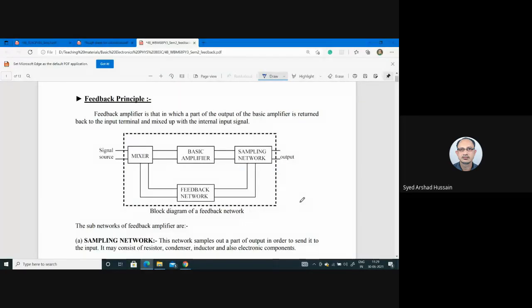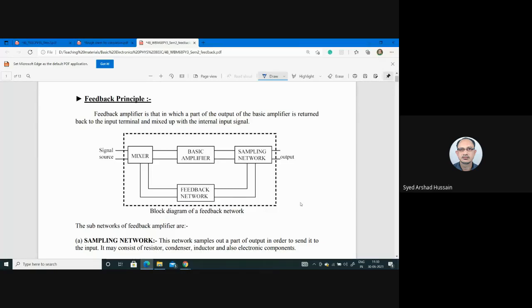Feedback is related with amplifier, and since it's related with amplifier, of course, there should be some basic amplifier and some relation with output of the amplifier and then input of the amplifier. Okay. So in electronics, mainly feedback amplifier is a system of network in which a part of the basic amplification system output is returned back to the input and mixed with the external input signal suitably in a desired manner. This is your feedback network. Okay.